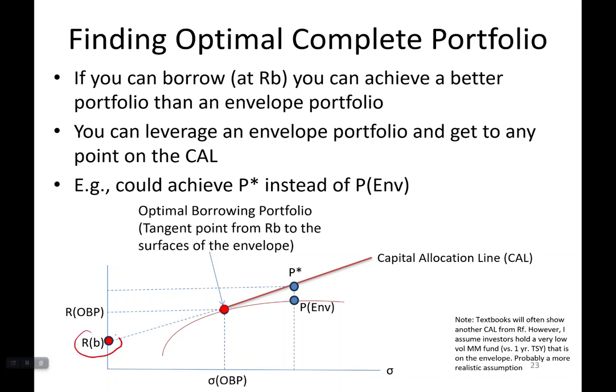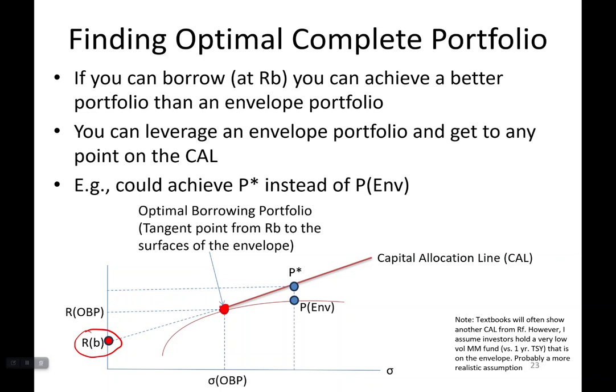If I have some rate RB, which is a rate I can borrow at, I could buy this portfolio, which is a tangency point of a line segment coming from RB touching the envelope, because I could invest in this particular envelope portfolio, and by borrowing money, I could move along this line, which then totally dominates these points on the envelope. So borrowing is important because I can leverage one of these special envelope portfolios.